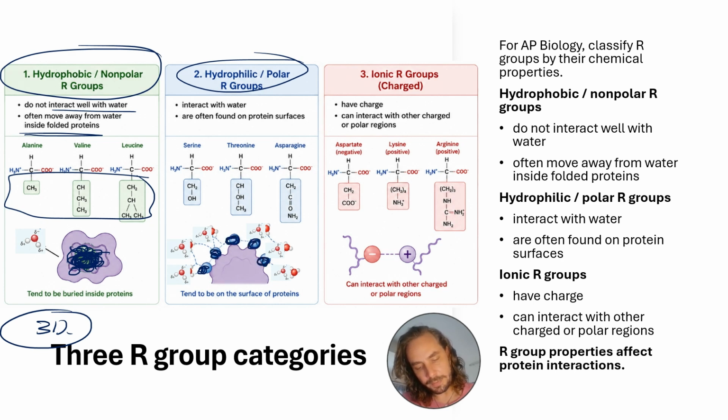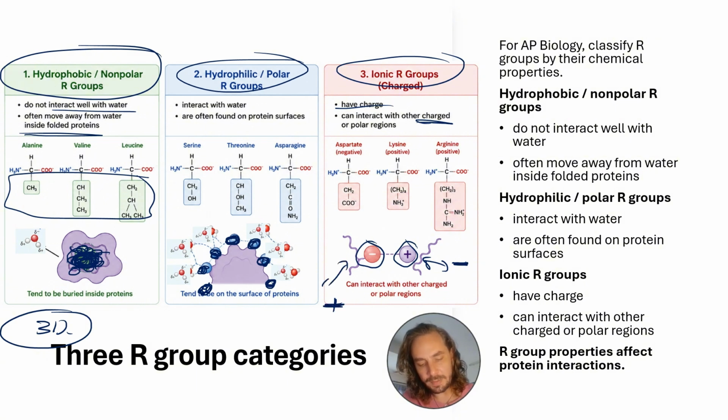Hydrophilic groups or polar groups would interact very well with water because they are polar molecules. And usually we find these on the surfaces of proteins. Ionic groups have a charge. Now, this charge can either be positive or negative, and they can interact with other charged regions. So if there is a negatively charged molecule, it would interact with that positive part. And if there is a positively charged one, it will interact with the negative part. It will also interact with water and also other polar regions.